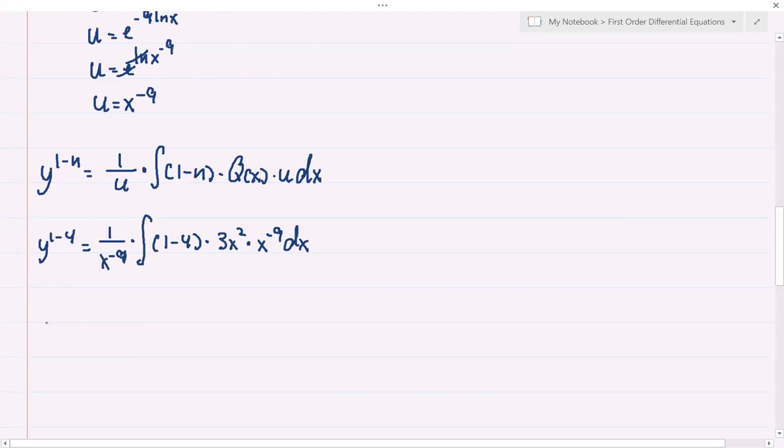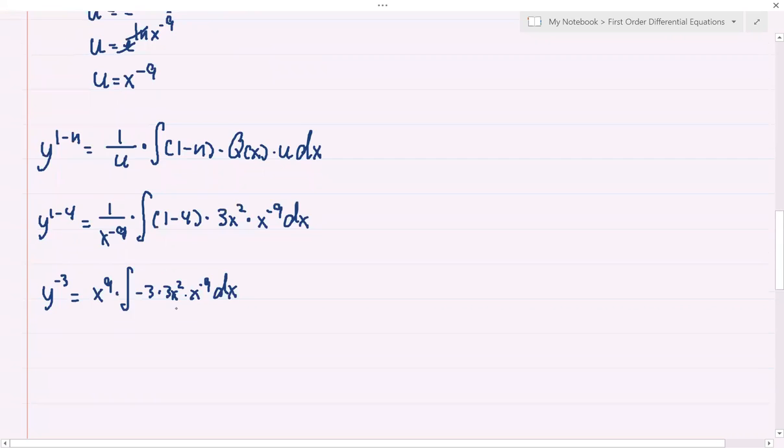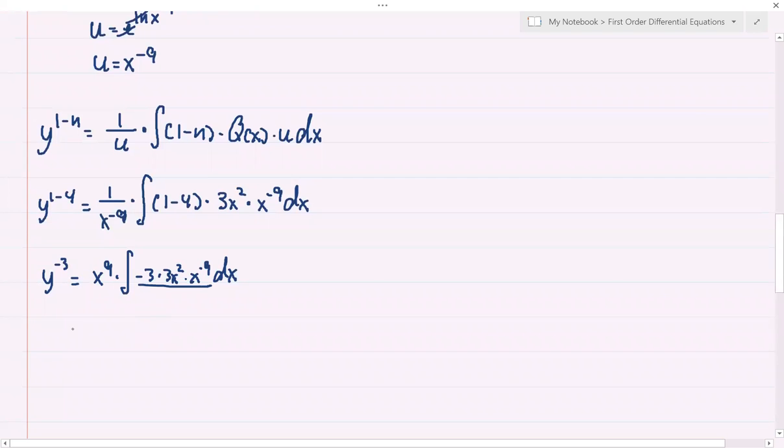So let's simplify further. We will have y raised to negative 3 is equal to this term. I can actually bring this upward, like, I can basically make it into the numerator by changing the sign of the exponent. So by changing the sign of the exponent, we can have x raised to 9. There we go. So 1 minus 4 is negative 3 times 3x squared, and let's copy the rest of the terms. Now, we can simplify these terms here, inside of the integral notation.